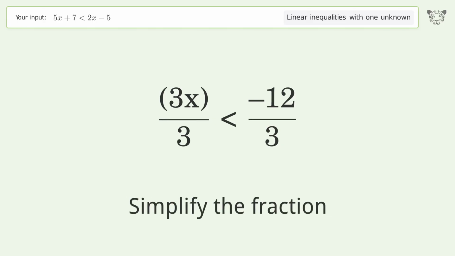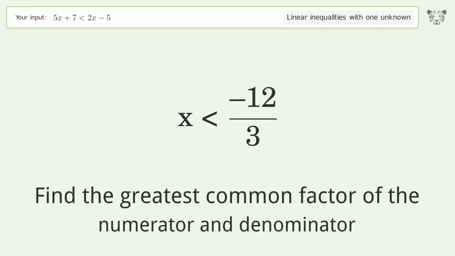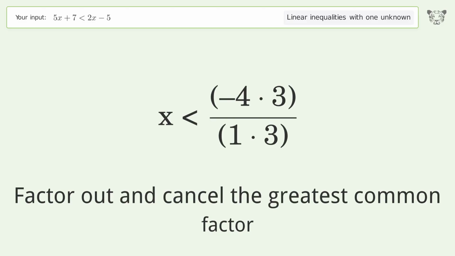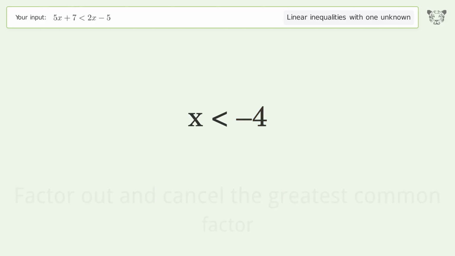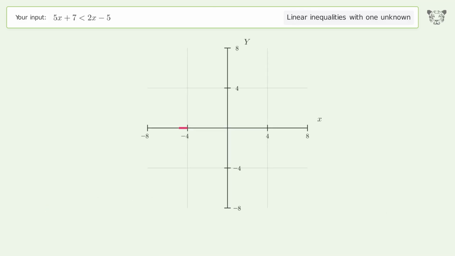Simplify the fraction. Find the greatest common factor of the numerator and denominator. Factor out and cancel the greatest common factor. Plot the solution on a coordinate grid. And so the final result is x smaller than -4.